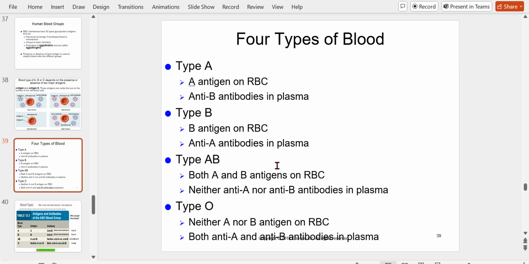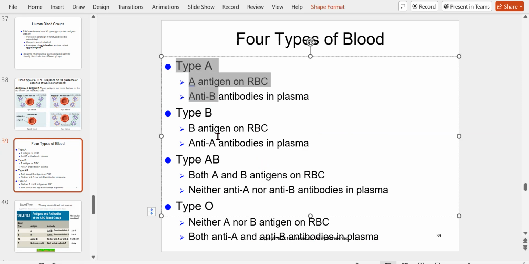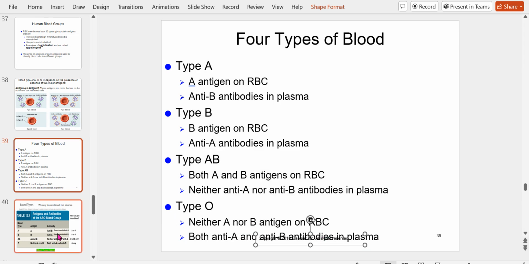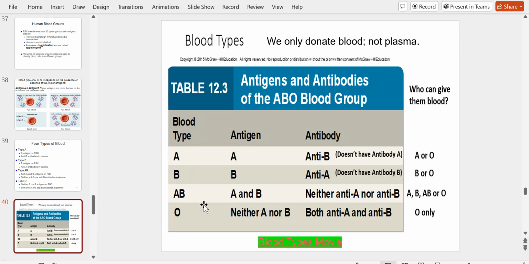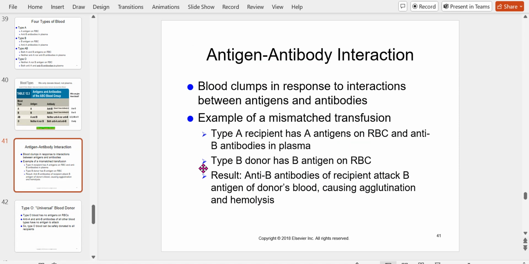So there's a little recap for your viewing pleasure. This is a great little slide here. Who can give blood? Who can receive it? Have a look here. There's a good little movie which I'm not going to play, but have a look at this. There will be a couple of questions on the next quiz on this information for sure, and it relates directly to when we get into the RH.